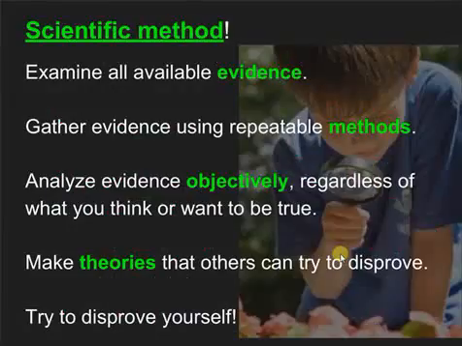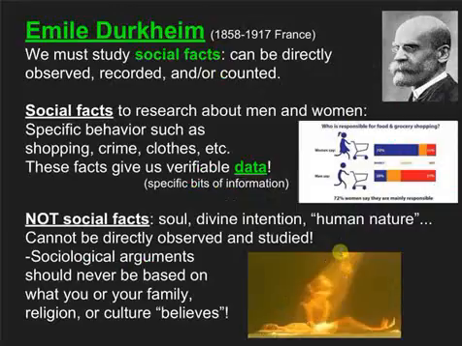Our best bet is to use the scientific method, to gather data about the world with reliable methods that others can repeat, and analyze our evidence for what it is, not what we want it to be. To make theories about the way things work based on that evidence, and encourage ourselves and others to question research further. Emil Durkheim is considered another key founder of sociology.